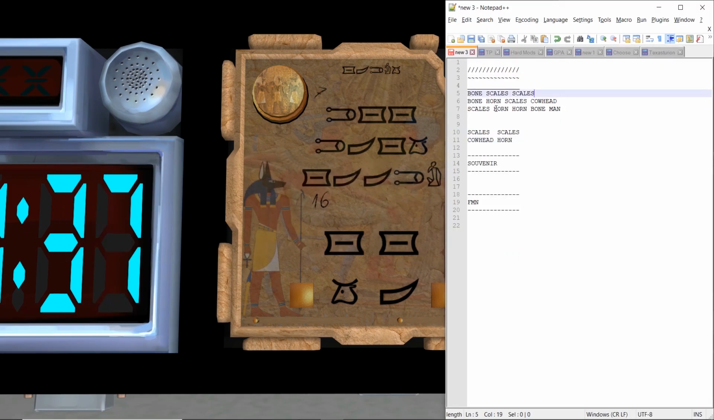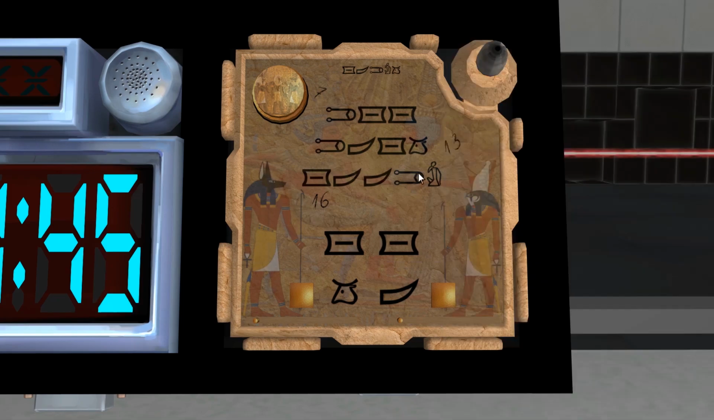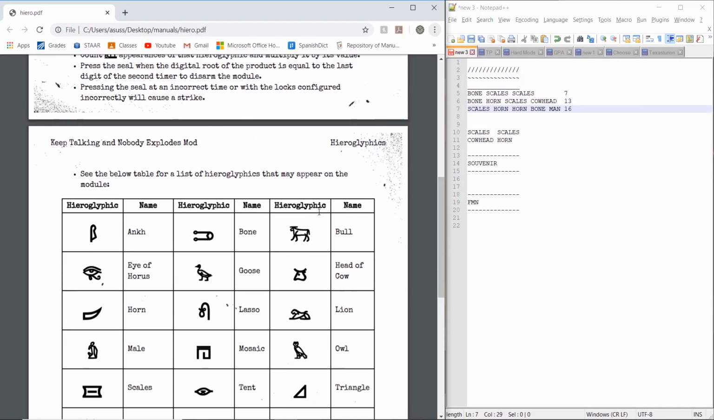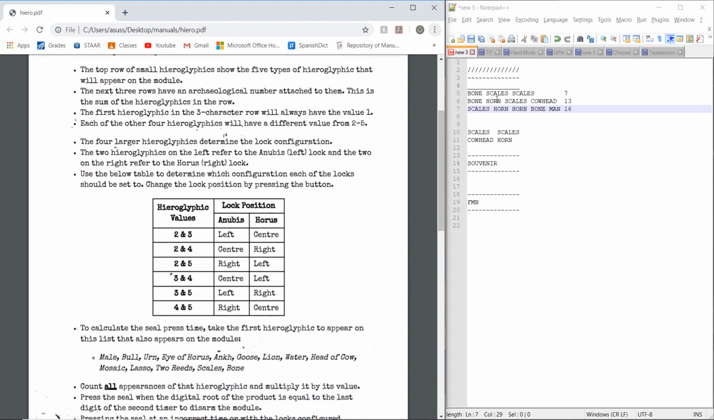Alright. Oh, I forgot to write the numbers. So we have 7, 13, and then 16. Right, so what we do from here is we find out the value of each one of these symbols. Now, the way we do this is basically by logical deduction.